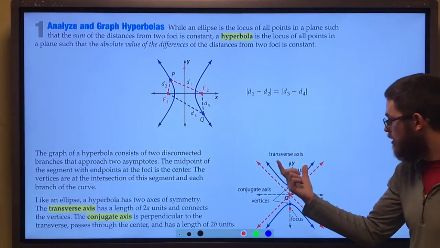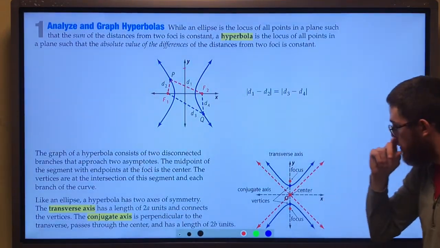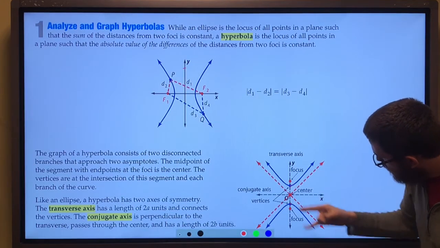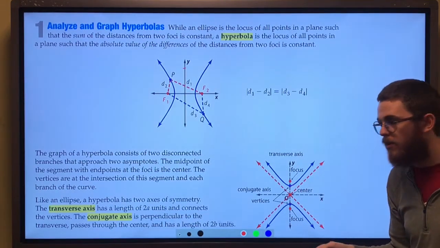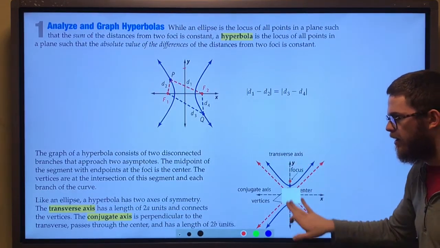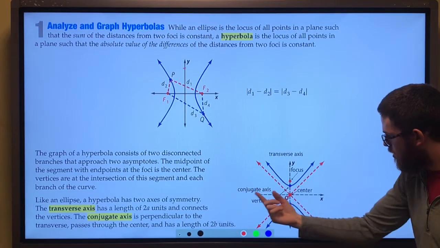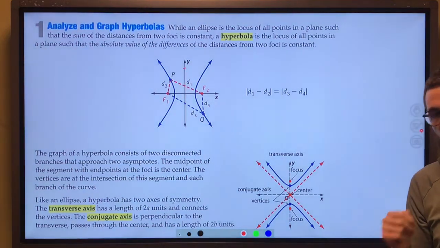Now, when we're dealing with a hyperbola, it could be opening vertically, it could be opening horizontally. The vertices are connected by what we call the transverse axis. The center is where the transverse axis and the conjugate axis intersect.